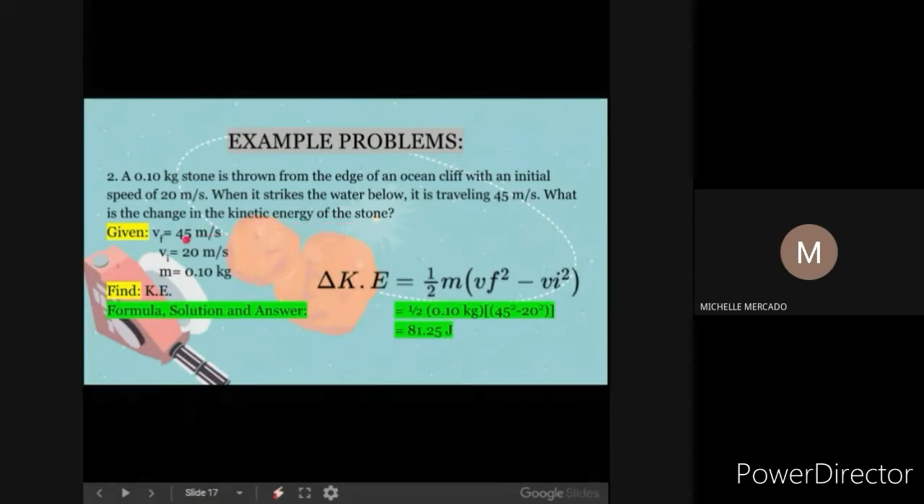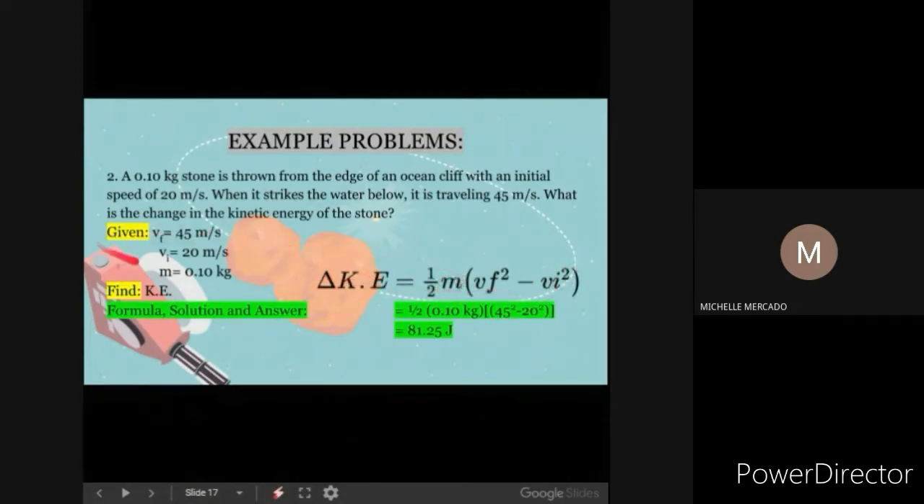So in order to do that, first we're going to identify the given. So the given final velocity is 45 meter per second, initial velocity 20 meter per second, then the given mass is 0.10 kilogram. Then we're going to find the change in the kinetic energy of the stone. So we're going to use this equation. Change in kinetic energy is equals to 1 half multiplied by mass, cross and open parenthesis, final velocity squared minus initial velocity squared.